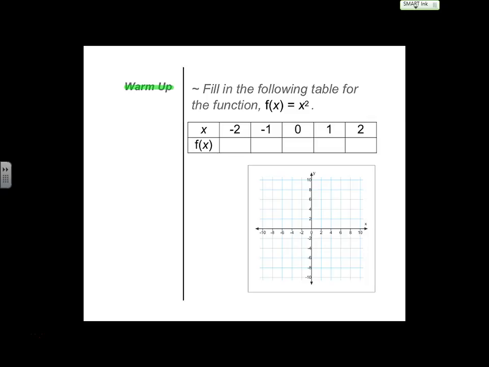So, if you plug in negative 2, and you square it, it becomes a what, Aiden? 4. Negative 1. So let's just keep on going. So negative 1 squared, Neve, what'd you get? 1. Good, because negative 1 times negative 1 is a positive 1, right?